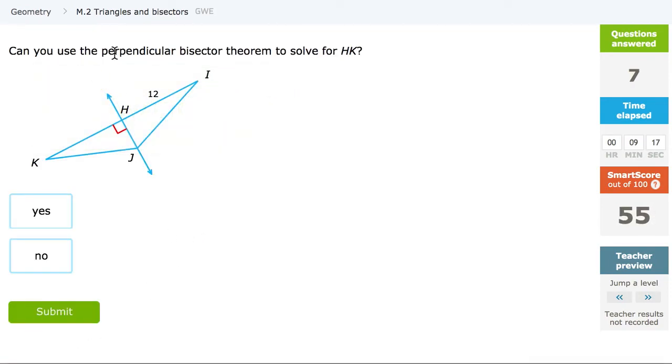Okay, can you use the perpendicular bisector theorem to solve for HK? HK. Okay, so here, this is perpendicular to this here. And can we use it to solve for HK? Can we assume that these are the same? Again, we cannot assume that these are the same in size because we don't have enough information. So let's go ahead and click no.